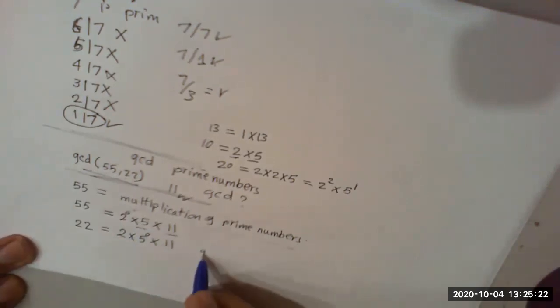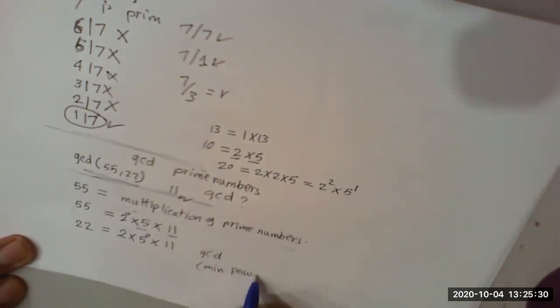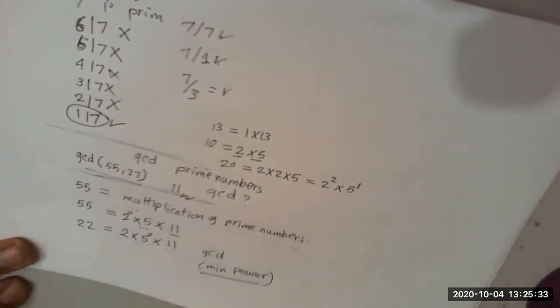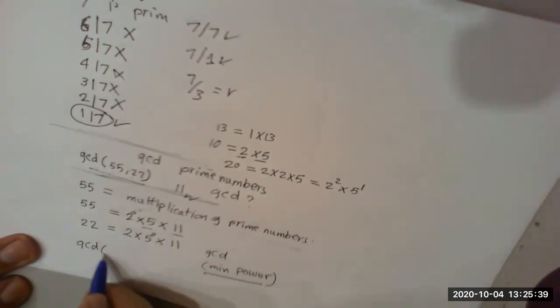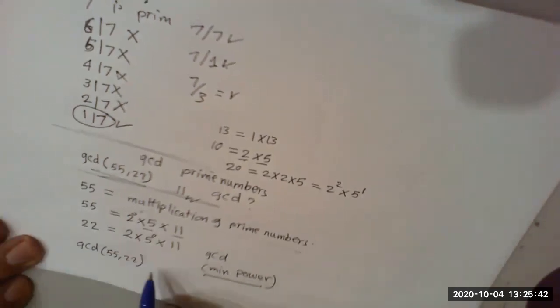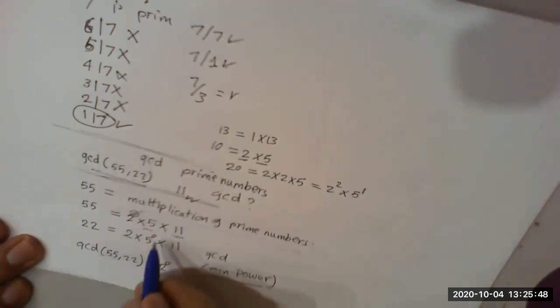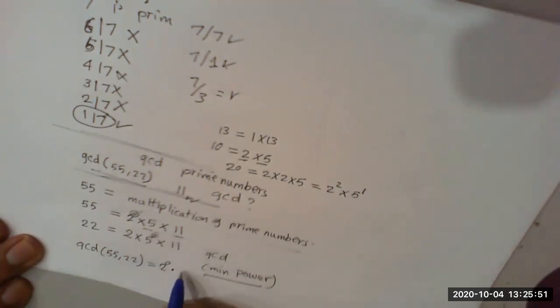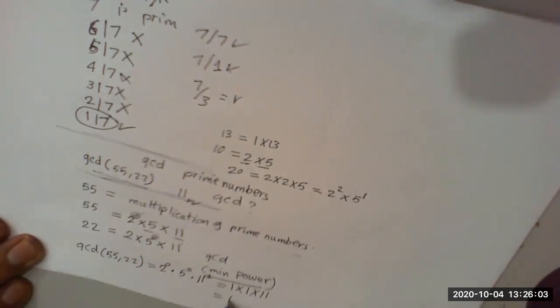Then if I want to get the greatest common divisor, I get the minimum power. Okay, minimum power. So the greatest common divisor of 55 and 22 equals this minimum power: 2 to the power 0 multiplied by 5 to the power 0. And here we take either one because they are equal, so it is 11 to the power 1. This means 1 by 1 by 11, which is 11. Okay?